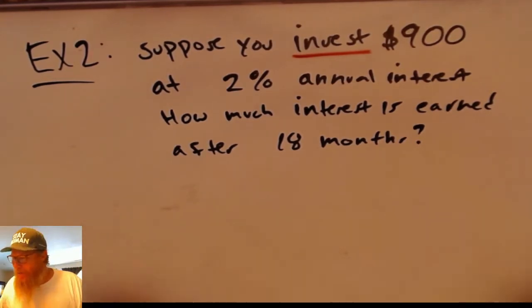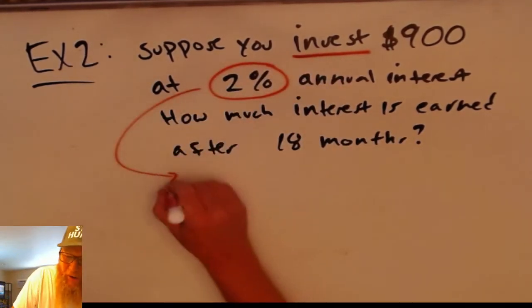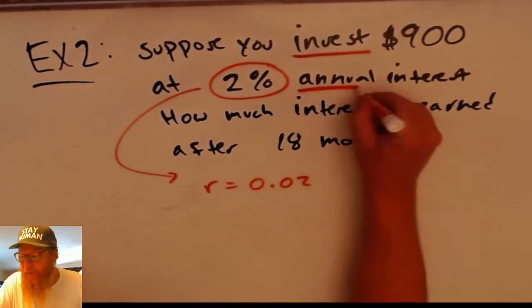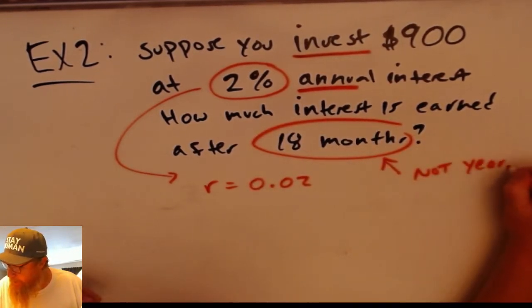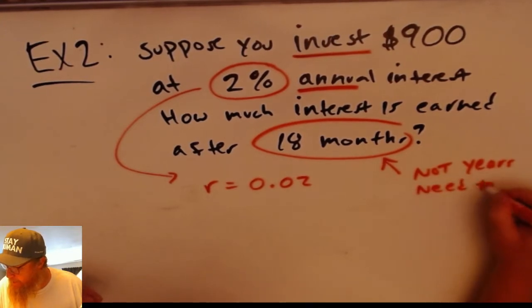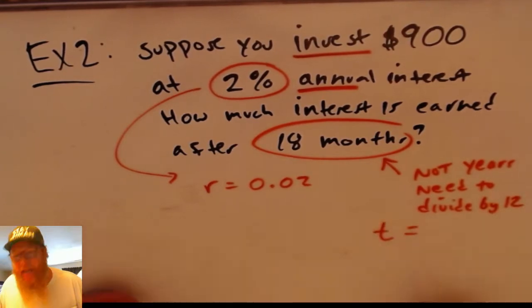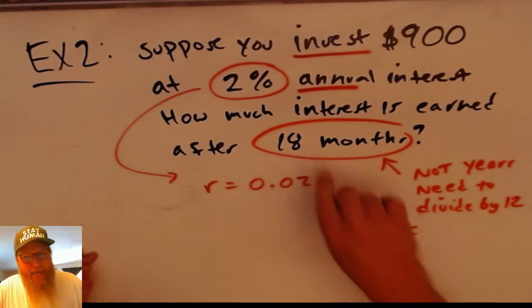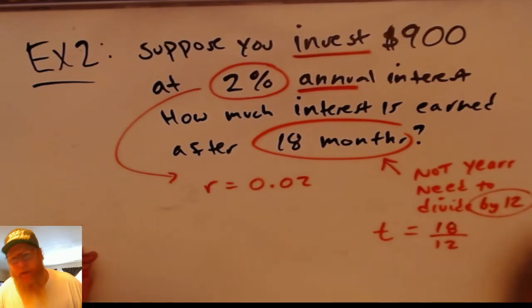Okay, now we have to be a little bit careful here. So it is 2% annual interest. So I do have the R is 0.02. That's fine, yeah, annual. However, 18 months is not annual. So you need to divide by 12 to get your t. Because 18 months is not, you don't want to put 18 as t. It's 18 divided by 12. And I don't think I need to explain why, because there's 12 months in a year.